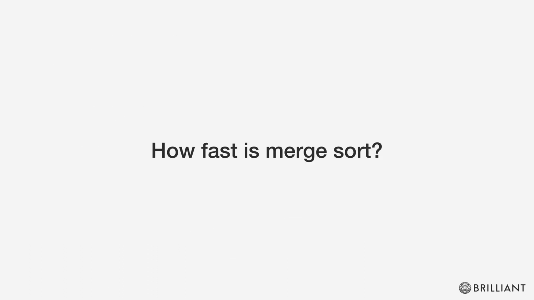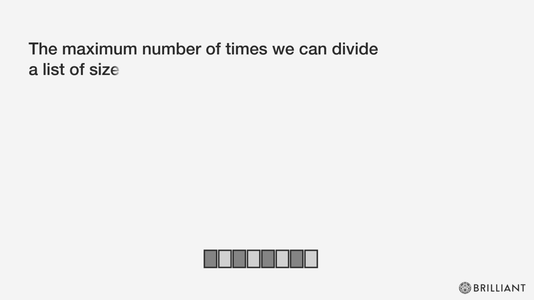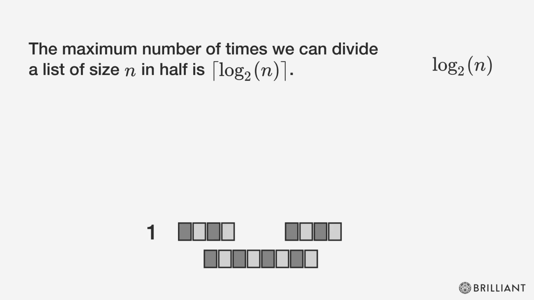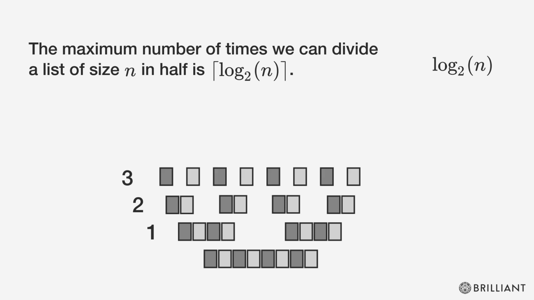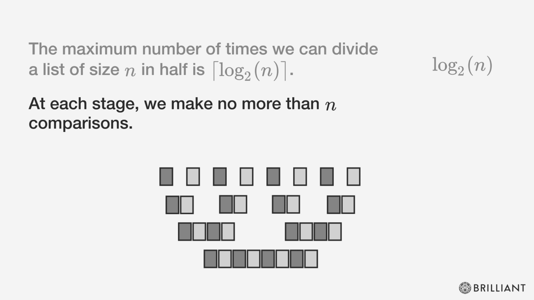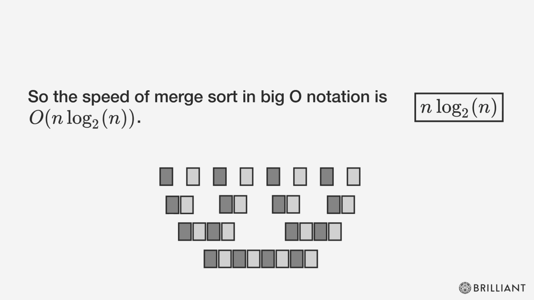How fast is merge sort? The maximum number of times we can divide a list of size n in half is the ceiling of log base 2 n. At each stage, we make no more than n comparisons. So if we multiply these, we get the speed of merge sort, which is big O n log n.